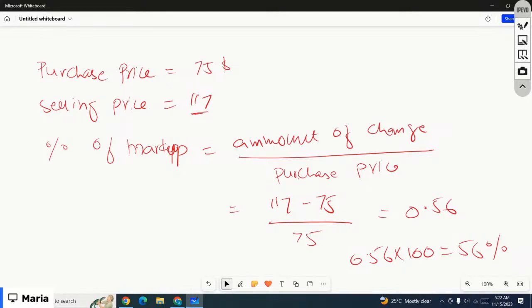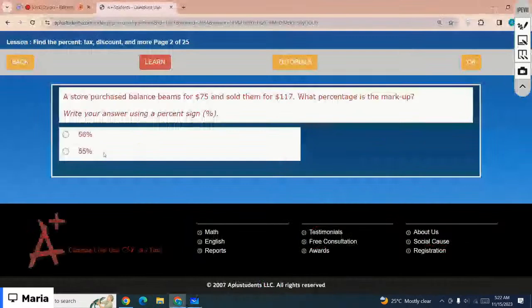Okay, let's just move on to the next example. The correct option is 56%.